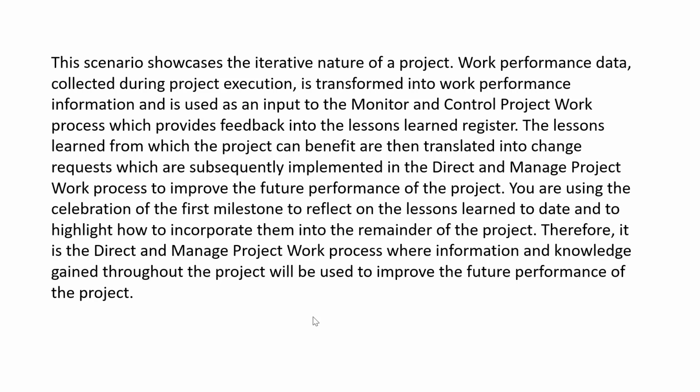You are using the celebration of the first milestone to reflect on the lessons learned to date and to highlight how to incorporate them into the remainder of the project. Therefore, it is the direct and manage project work process where information and knowledge gained throughout the project will be used to improve the future performance of the project. Next question.